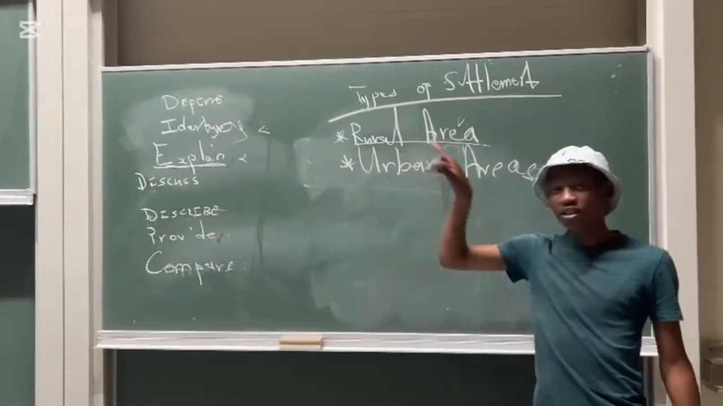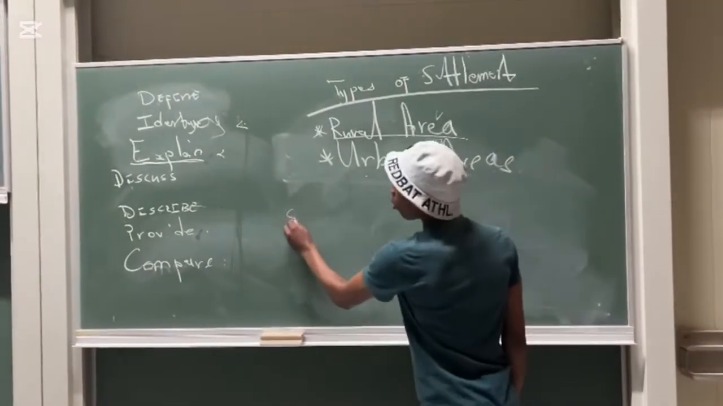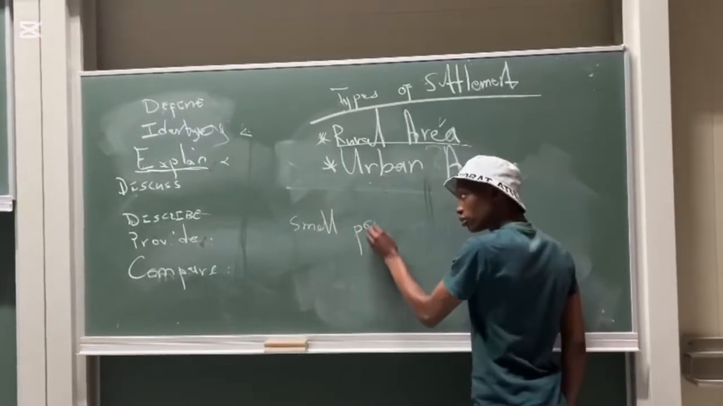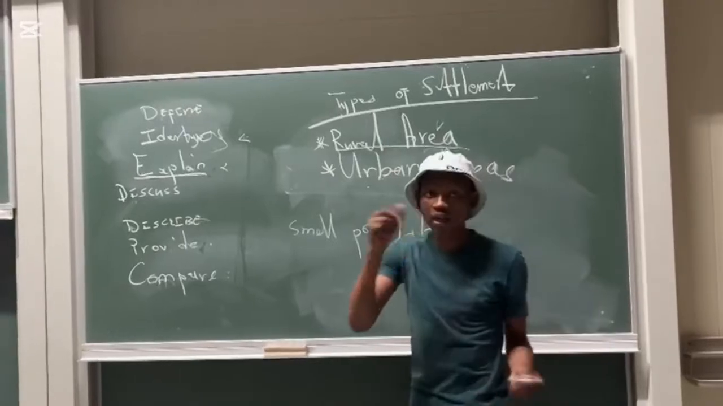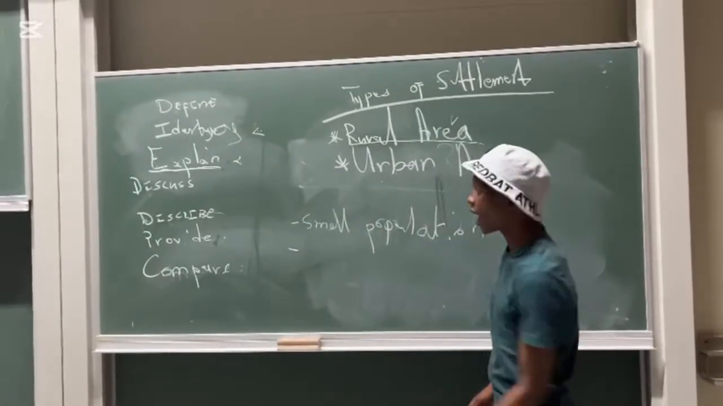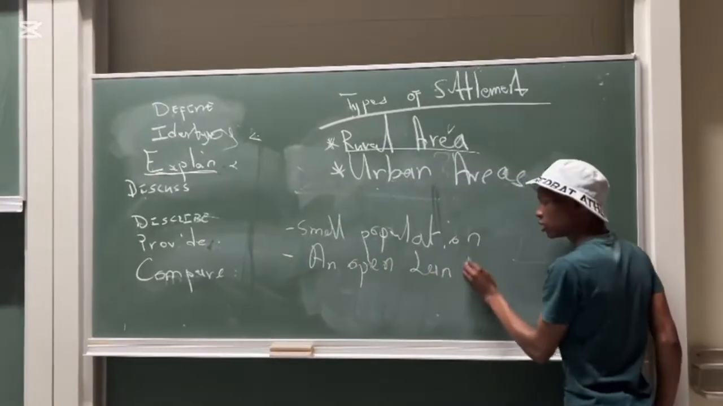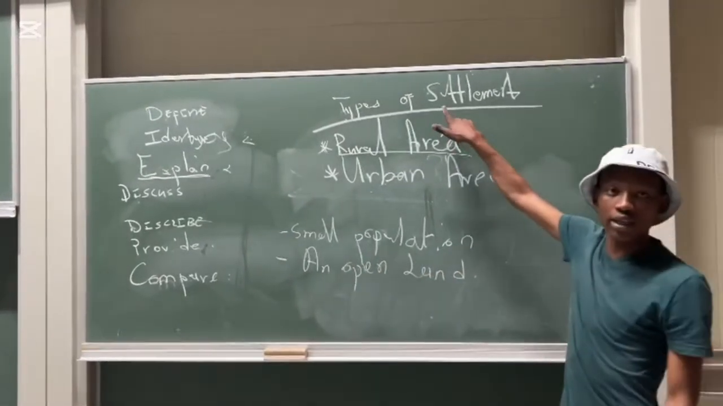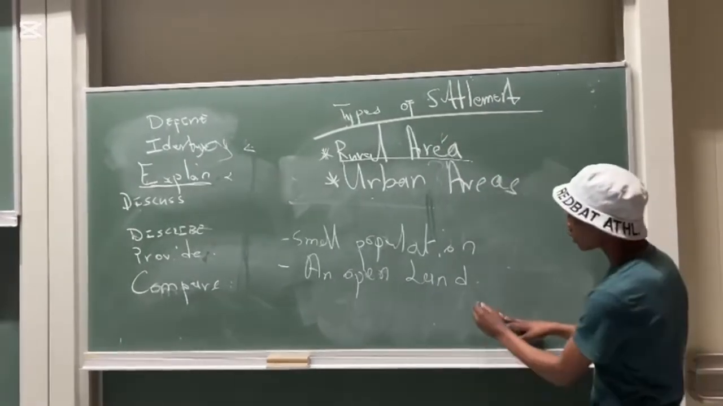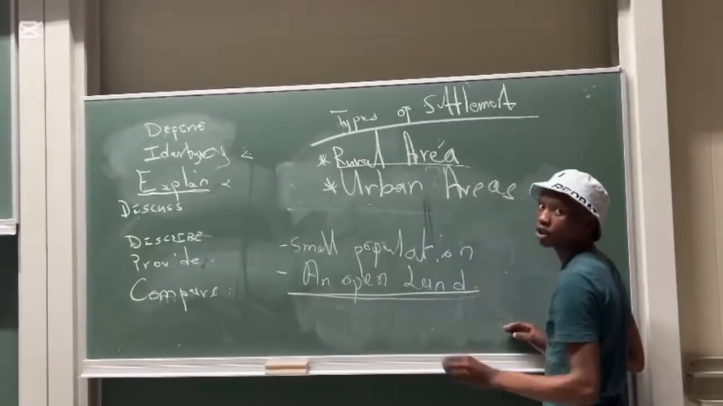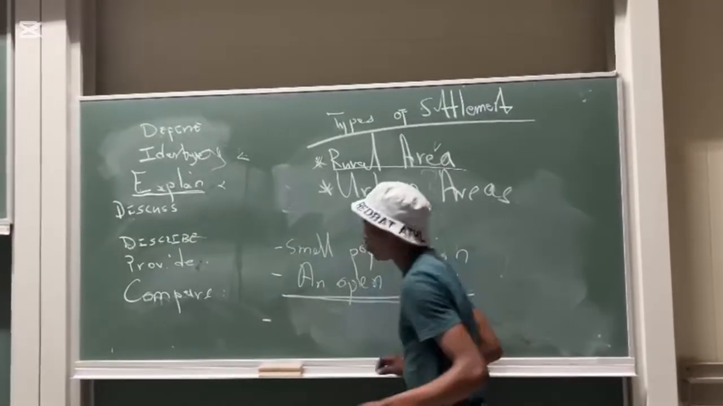And then these places often have a small population, and these rural areas also have open land. Remember, people who live in rural areas, they like farming, they like hunting. So since there is open land, they can use it to farm and also to hunt in order to feed their families.